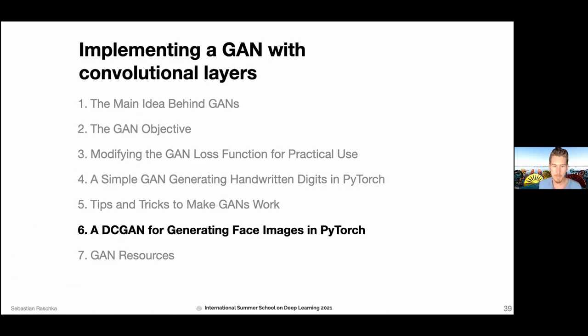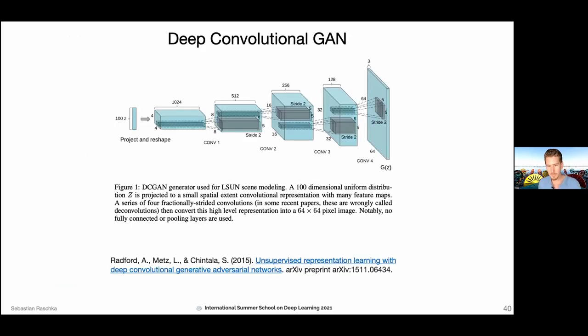So then the DCGAN for generating the face images in PyTorch. The real only novelty here is that we are now replacing the fully connected layers with these convolutional layers. And it's a convolutional network. They say notably no fully connected or pooling layers, just convolutional layers. And I implemented this in code.